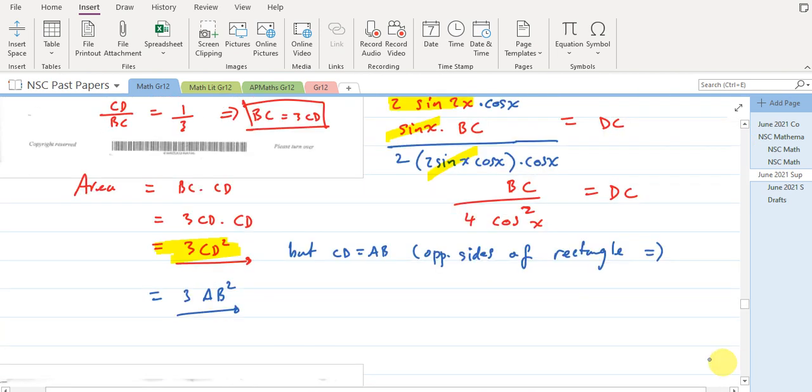And that brings us to the end of part 3 of the June 2021 supplementary examination paper.